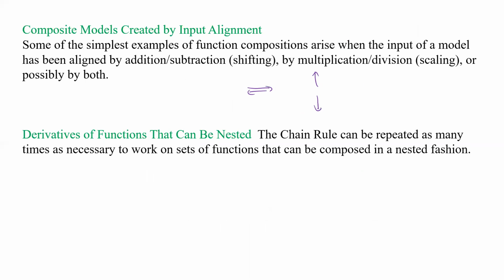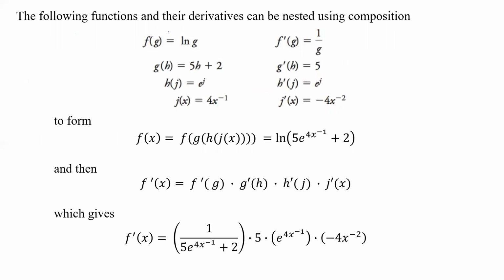And then for derivatives of functions that can be nested, we can use the chain rule, like I was talking about before, repeated as many times as necessary to work on sets of functions that are composed of a nested set of functions. An example might be this list of functions here: f of g, g of h, h of j, j of x, okay? And so that's ln of g, 5h plus 2, e to the j, and 4x minus 1.